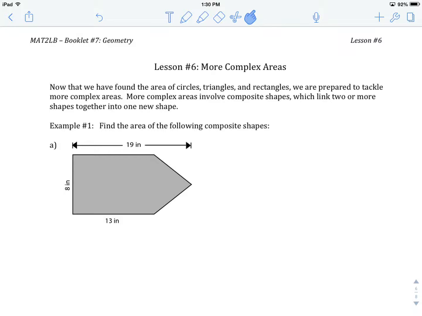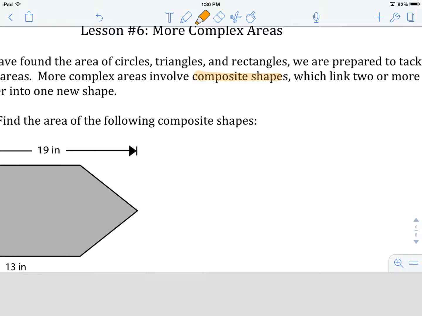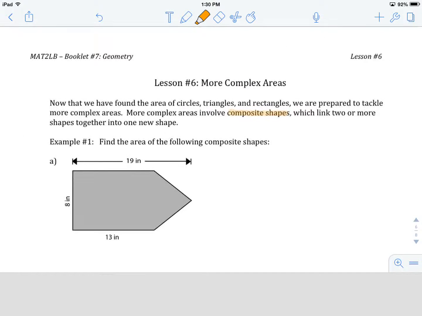Today we're talking about more complex areas, which for us means starting to examine, if you see it up here in this top piece, composite shapes. Composite shapes are basically combinations of two or more shapes into one new sort of super shape that combines the characteristics of rectangles, triangles, and circles in one kind of weird lumpy new shape.